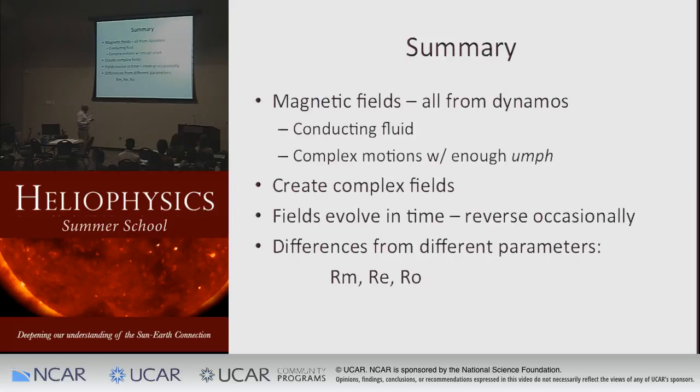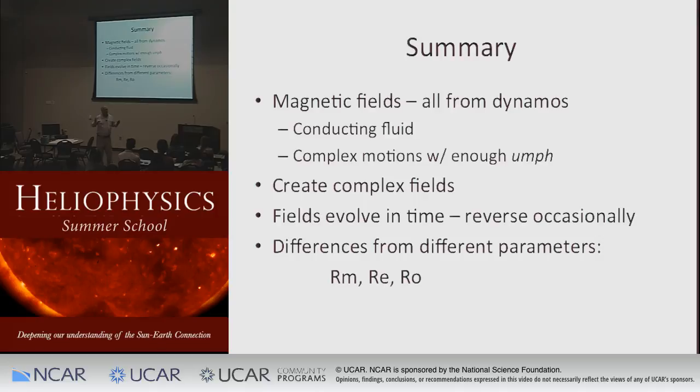But basically, the take-home message here is with these three ingredients, which so much of our solar system seems to have, our sun, our Earth, Jupiter, Saturn, you generate magnetic fields. You need the conducting fluid, you need the complex motion, and it needs to be vigorous enough. They can create complex fields. Those fields will reverse in time.